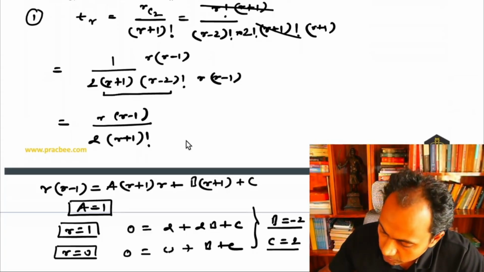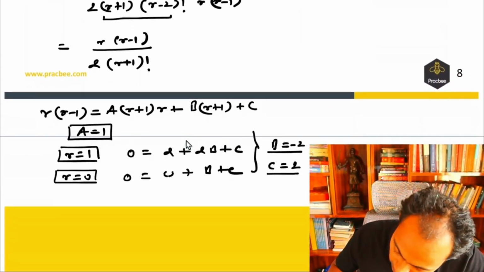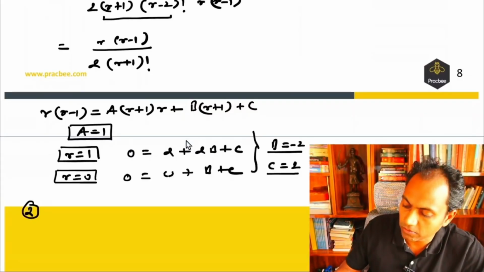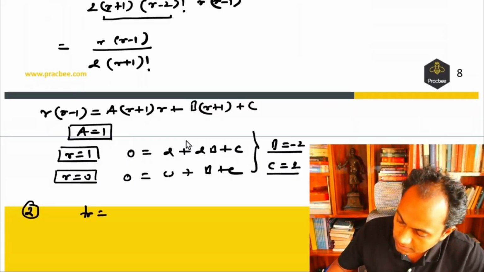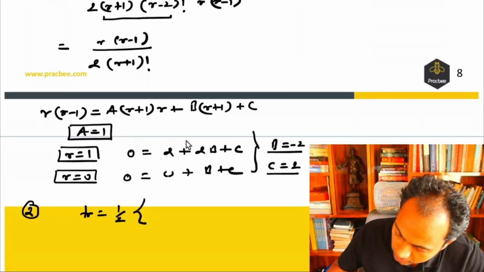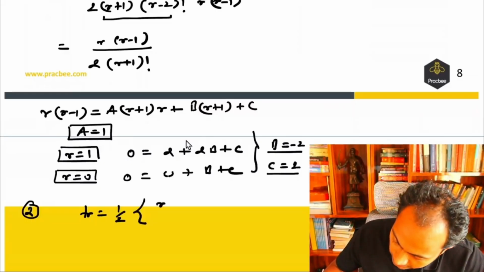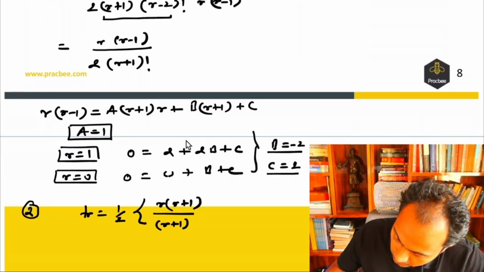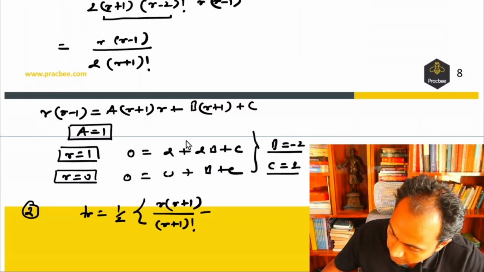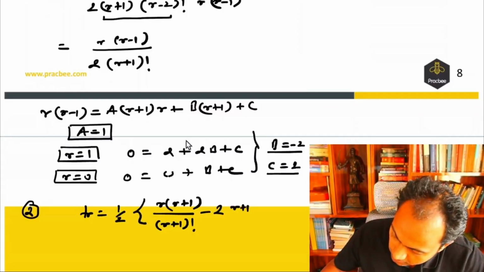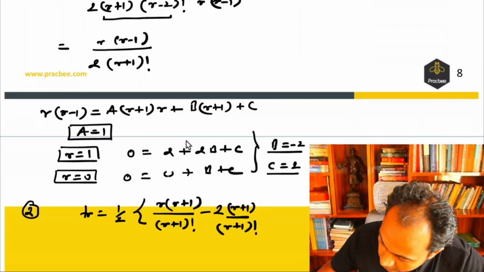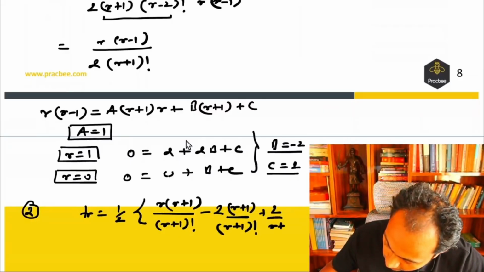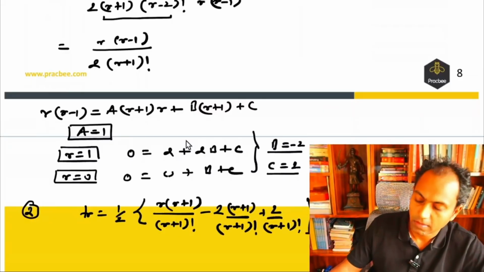What is the benefit of doing so? Let us see. In the next part, we are going to split this series. So your T_r can now be written as nothing but 1 by 2 taken outside. First is r into (r plus 1) divided by (r plus 1) factorial. Second is nothing but minus 2 times (r plus 1) by (r plus 1) factorial. And the third one is nothing but 2 by (r plus 1) factorial. This is how we can write it.